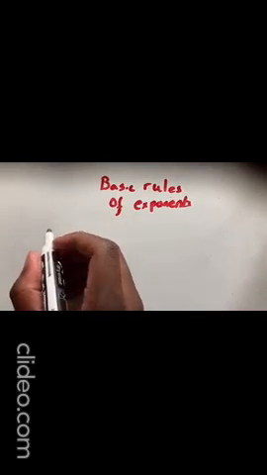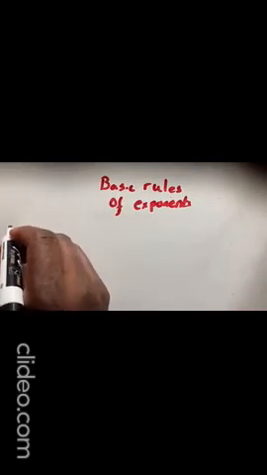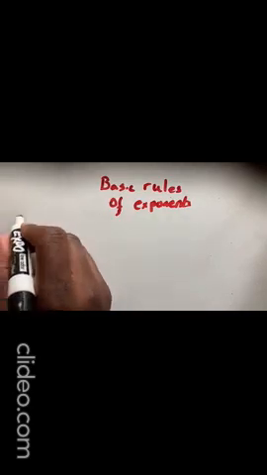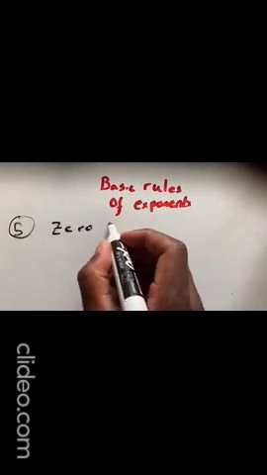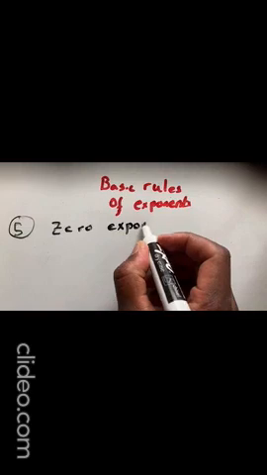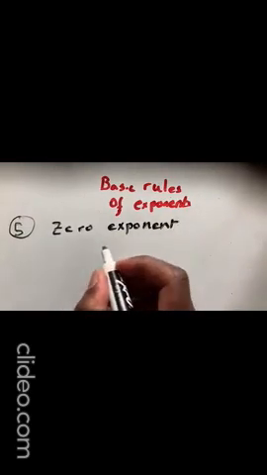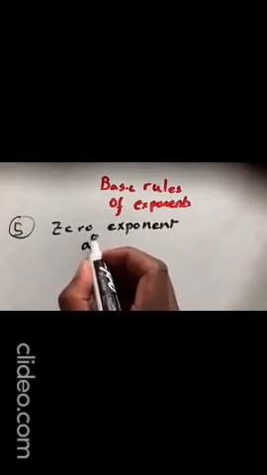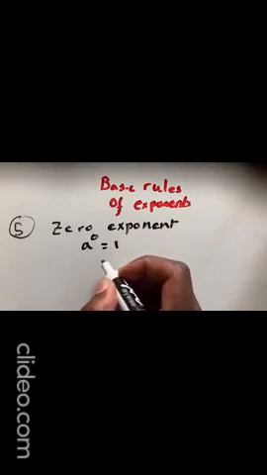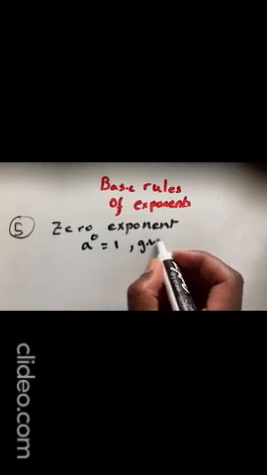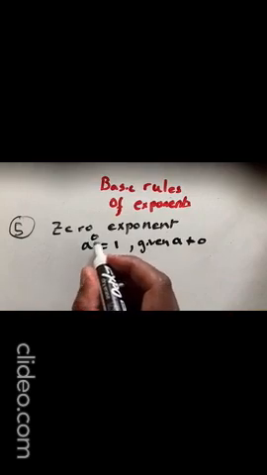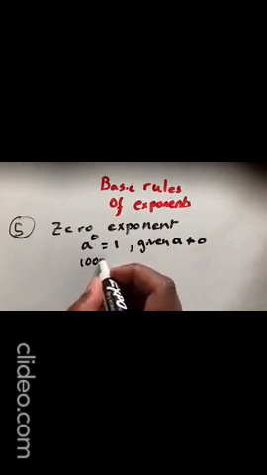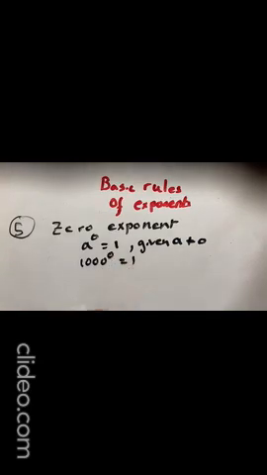Now the fifth rule is going to be in the case where we have a 0 exponent. So what do we do in that case? So a to the power 0 equals 1. That's all, given that a is not 0. So any number raised to the 0th power, so let's say we have 1,000 to the 0th power, it's simply 1. So that's the 0 power.